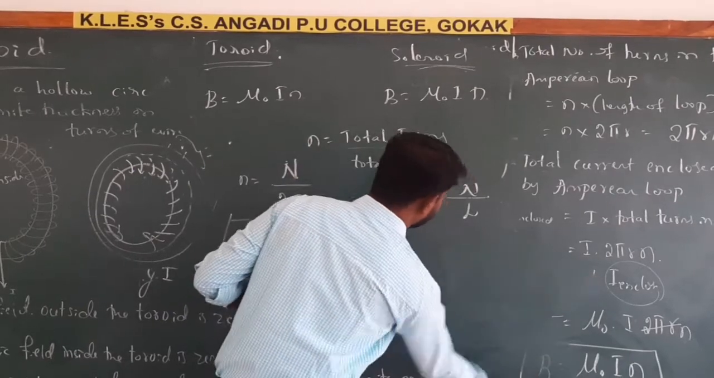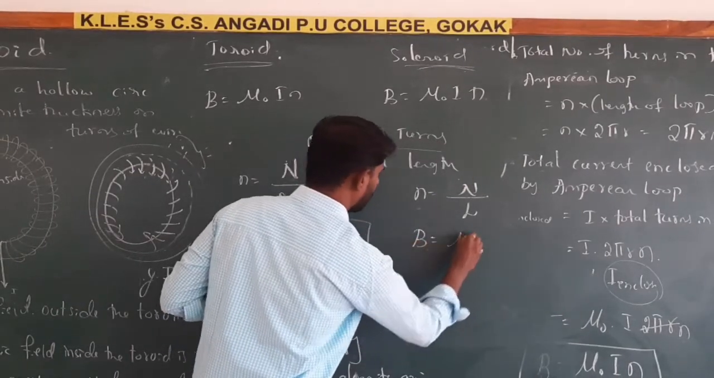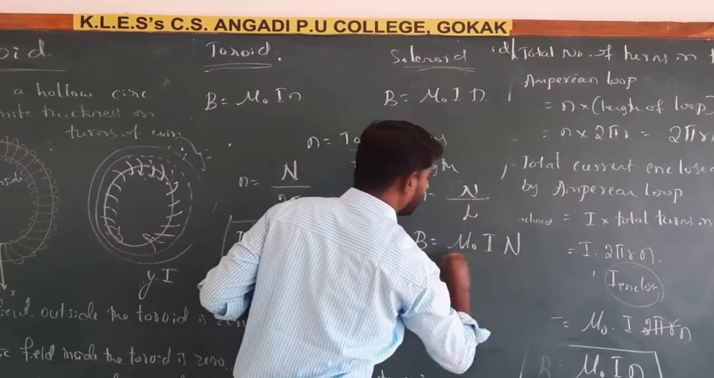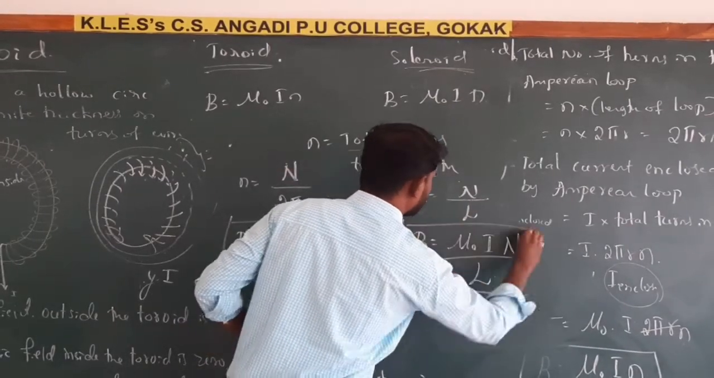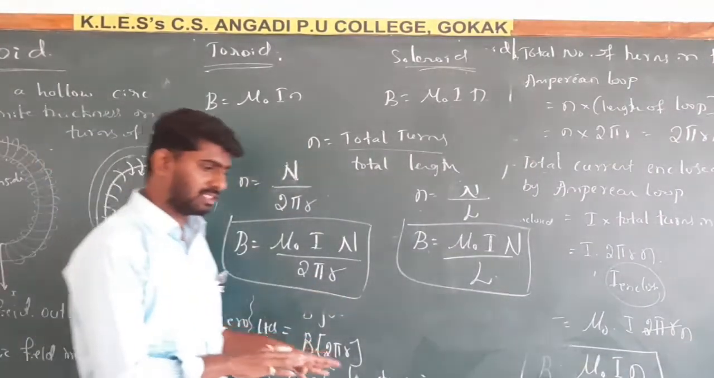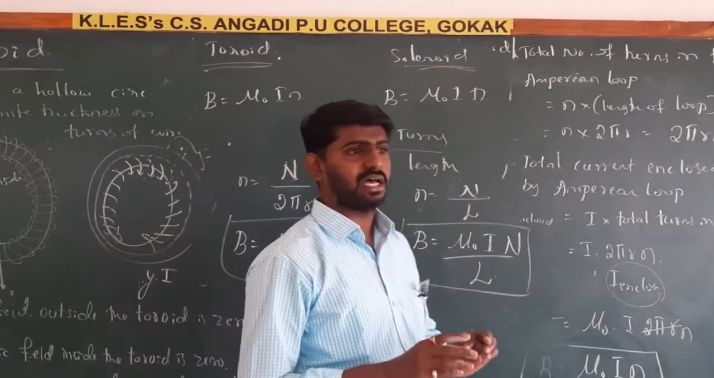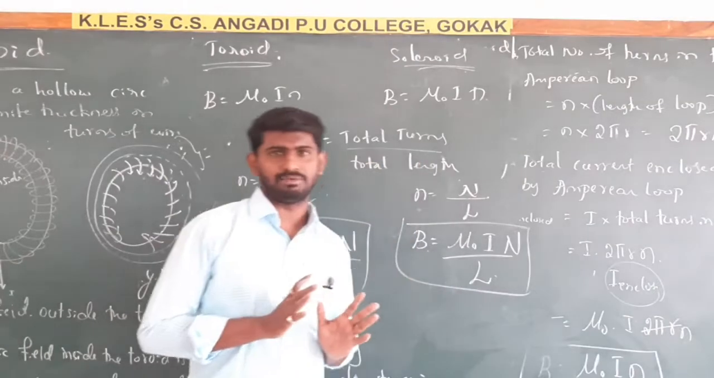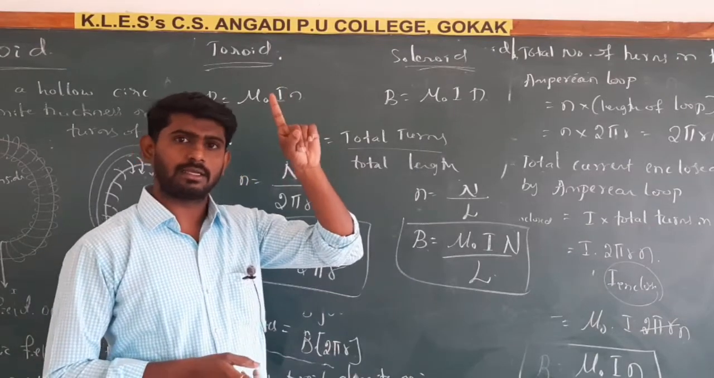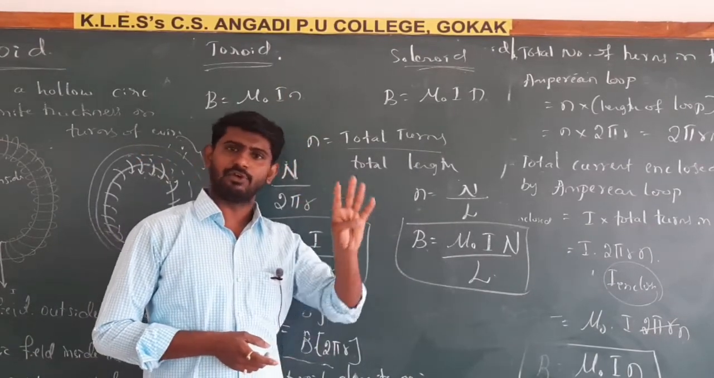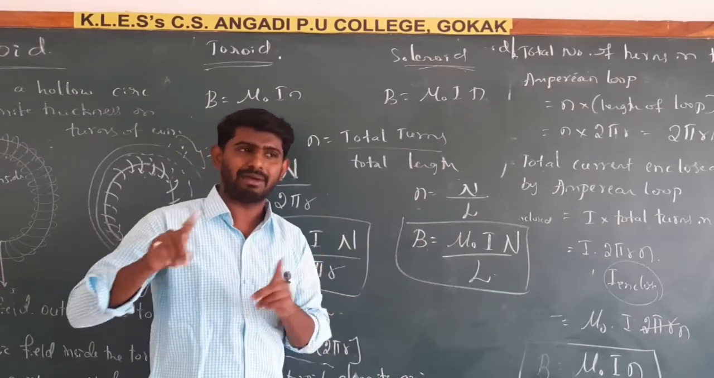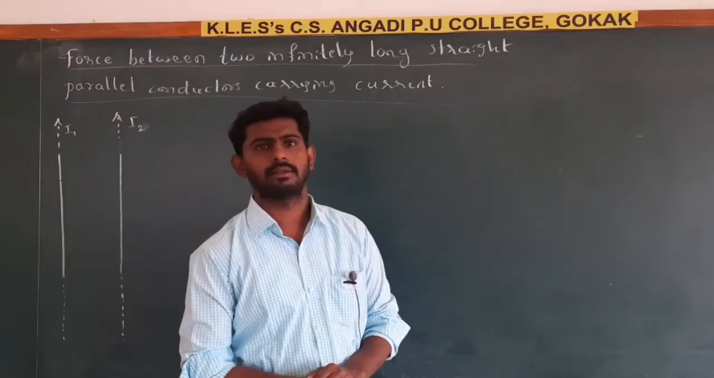For the solenoid, B is equal to mu naught into I into, instead of the small n, I will write capital N whole divided by L. This is about solenoid, this is about the toroid. Okay, so with this, the applications of Ampere circuit law are completed. There are 3 applications: the magnetic field due to straight current carrying conductor, magnetic field due to solenoid, and magnetic field due to toroid. So all these 3 concepts are explained by the Ampere circuit law.